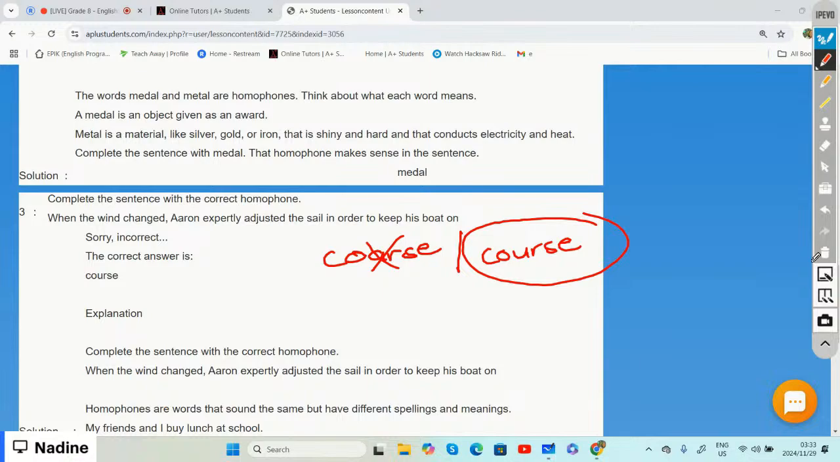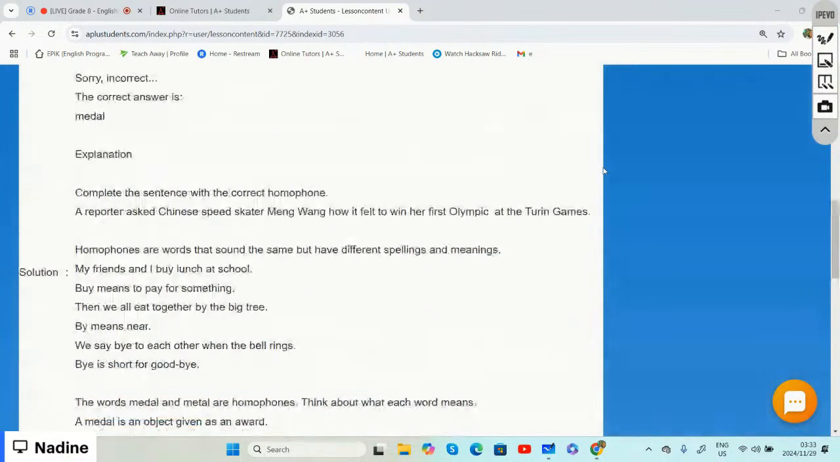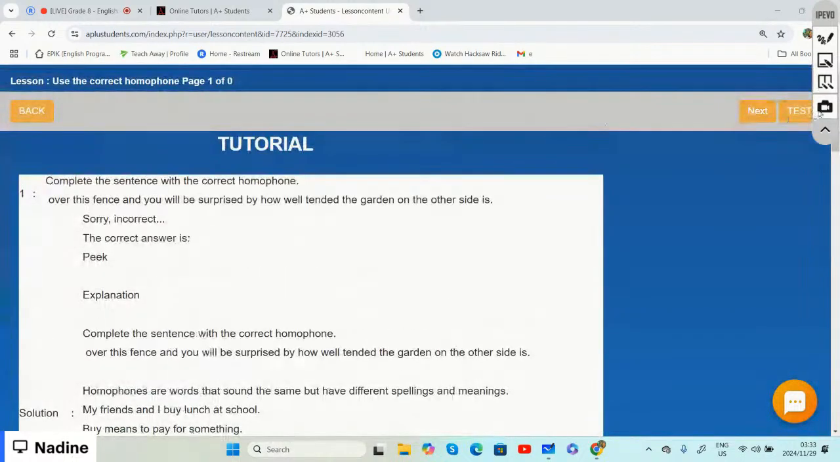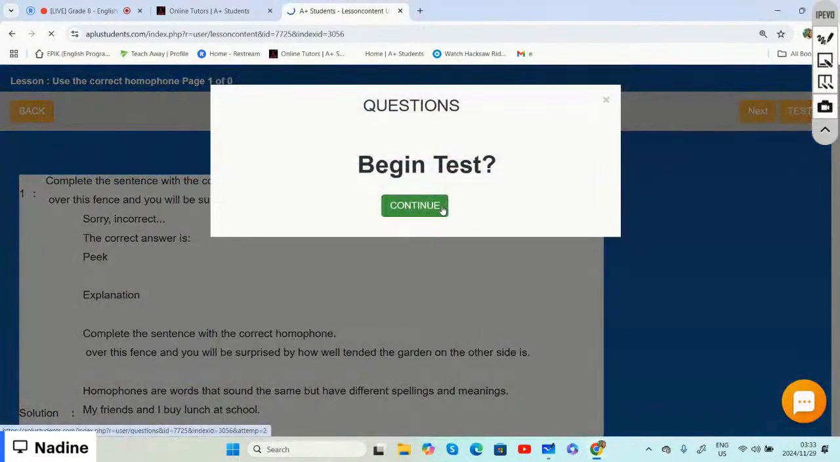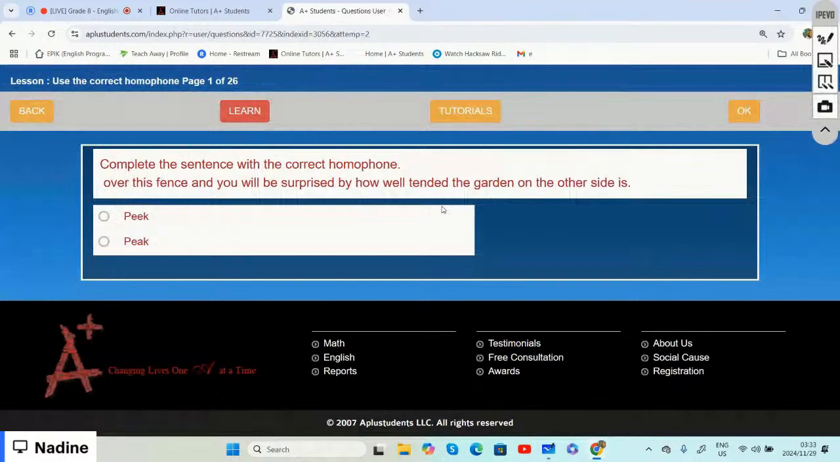All right, so now we're going to our test, where we are going to use the correct homophones. And remember, homophones are words that sound the same, but the spelling of the words and the meaning of the words are different.